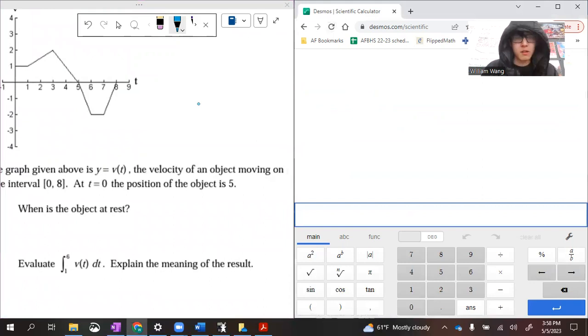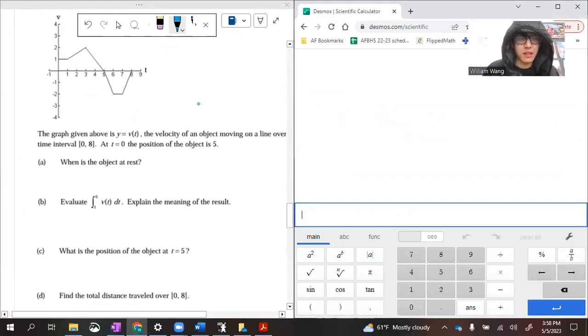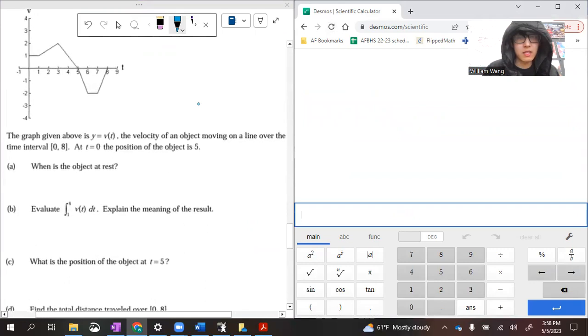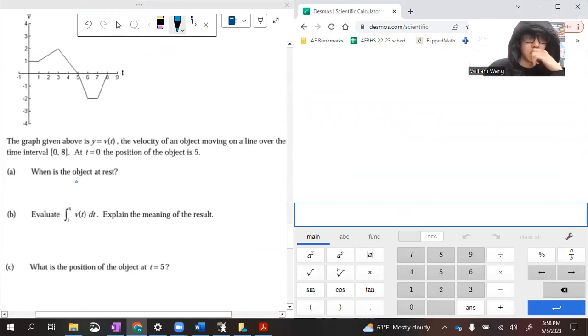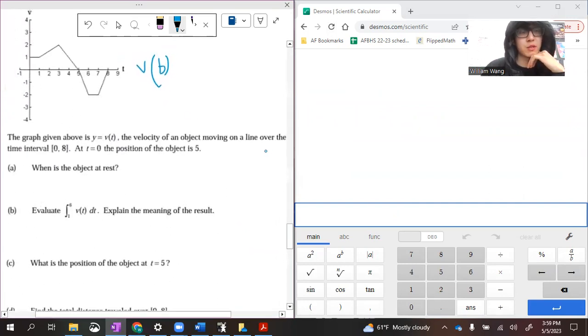Cool. Now I'm going to move on to this first free response problem. And this actually continues a lot of the same concepts that we were just looking at. So first, the graph of the function given above is y equals v of t. So this is my velocity function, v of t. The velocity of an object moving on a line over the time interval from 0 to 8. At time t equals 0, the position of the object is 5. Okay, so that's actually sort of useful. If I were to write this, this is my position function. X of 0 is equal to 5.